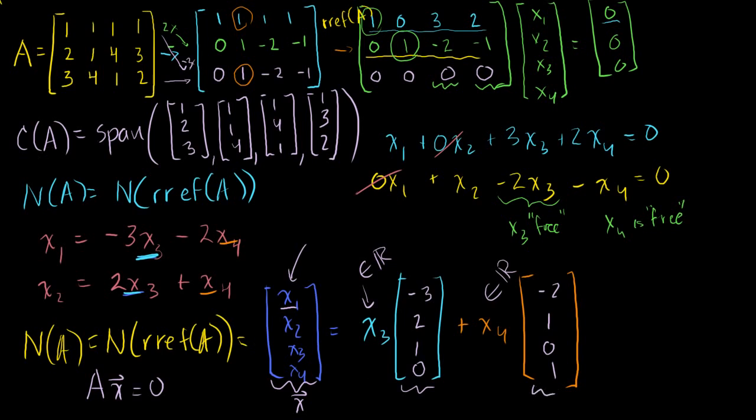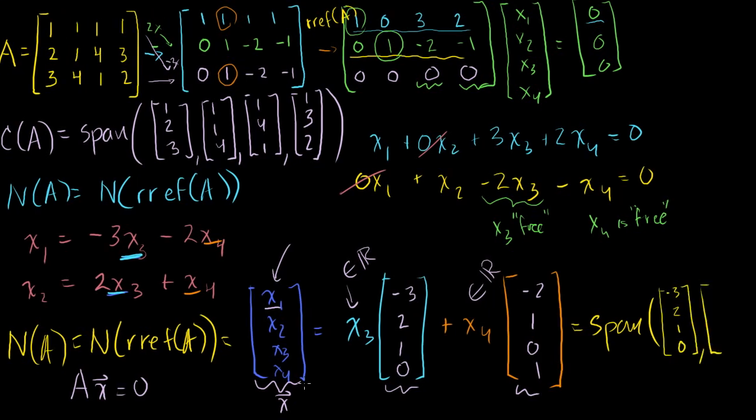And we know what all of the linear combinations mean. It means my null space, let me write it this way, is equal to the span of these two guys. The span of minus 3, 2, 1, 0, and minus 2, 1, 0, 1. Now, let me ask you a question.